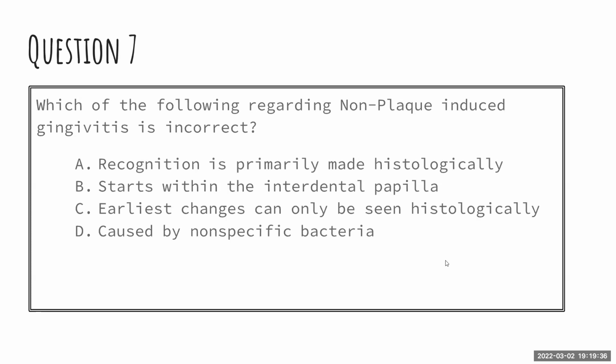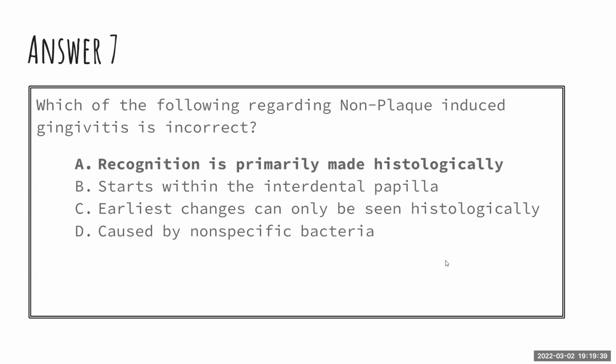Maybe A. B. No, it's A. Non-plaque induced gingivitis usually starts in the interdental papilla. Okay, so that would be plaque induced. Non-plaque induced, okay, we don't know histologically. It is caused by non-specific bacteria, but the recognition is primarily made histologically. So it would either be A or B because they both have histological in the answer, and then you narrow it down from there.